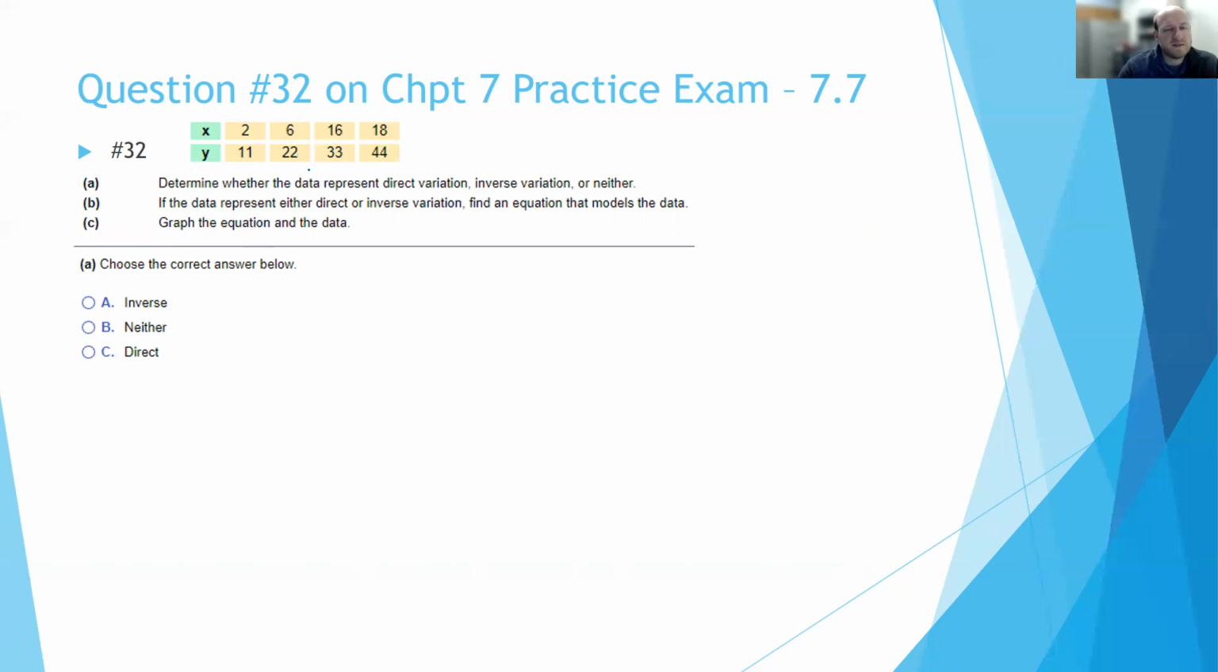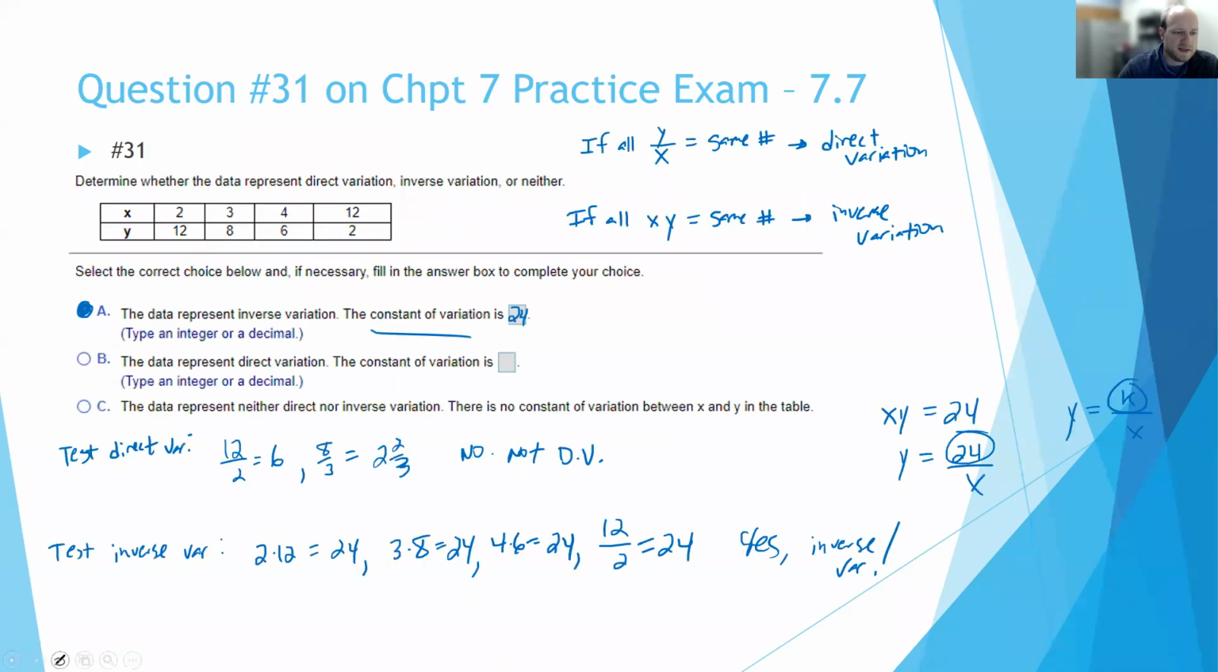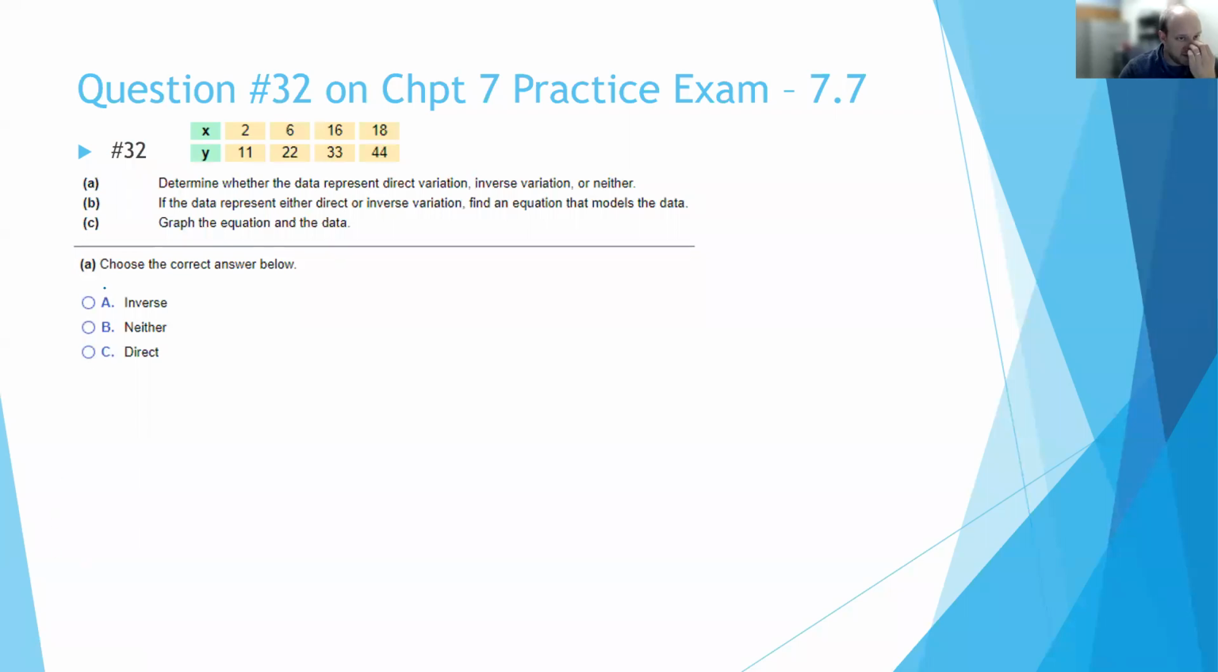So same thing, you have to determine whether the data represent direct variation, inverse variation, or neither. If the data represent direct or inverse, find an equation that models the data. Did I ask you to do that in the last one? No, I didn't. But then we're going to graph the equation and the data if this is one of those types of questions. So let's go ahead and do that here.